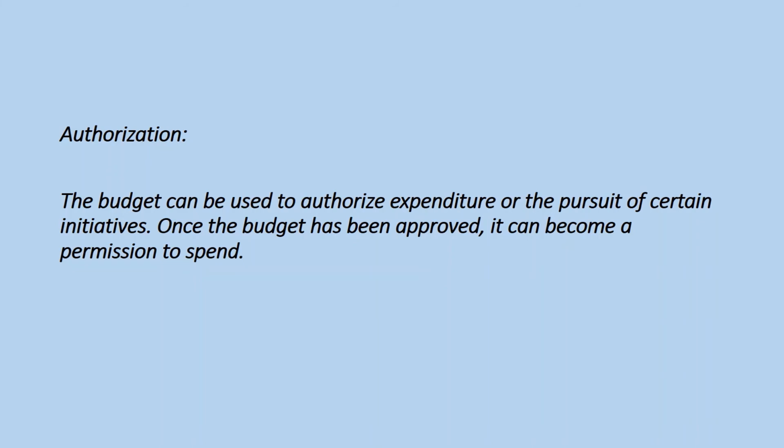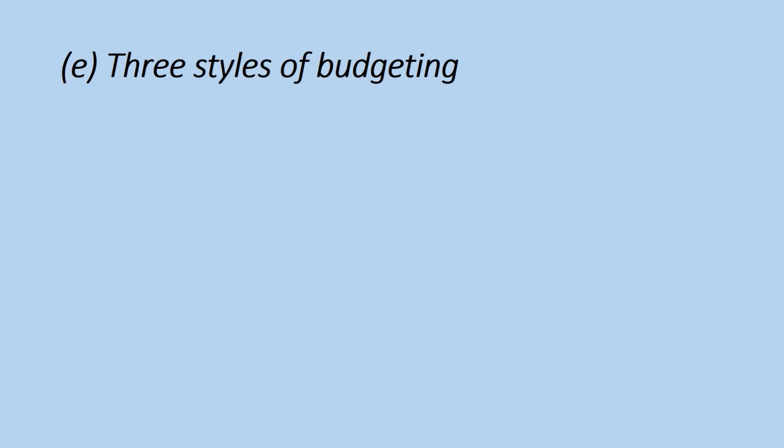And a budget could be used to authorize expenditure or the pursuit of certain initiatives. Once the budget has been approved, it can become a permission to spend. We move next to the three styles of budgeting. Part E requires us to give three styles of budgeting.